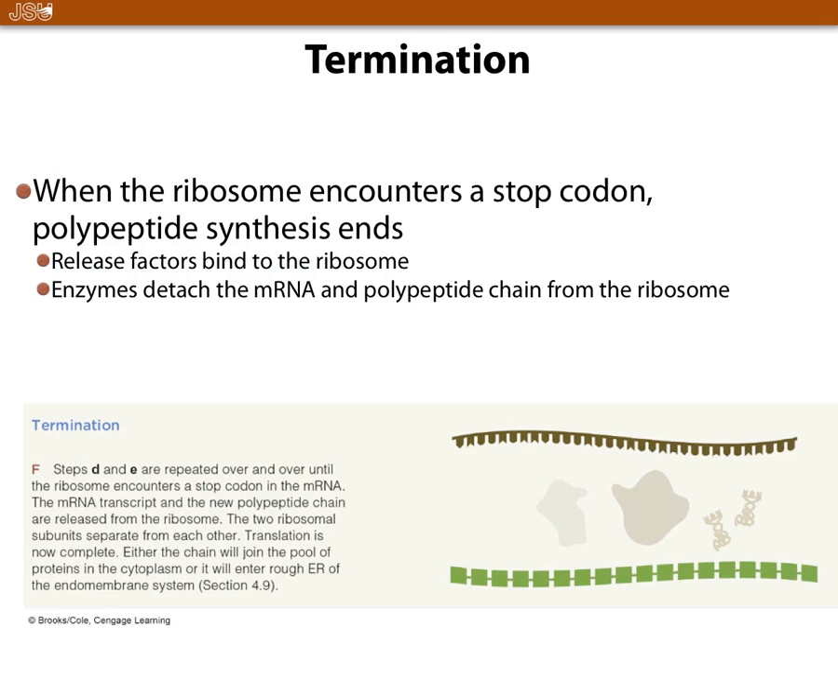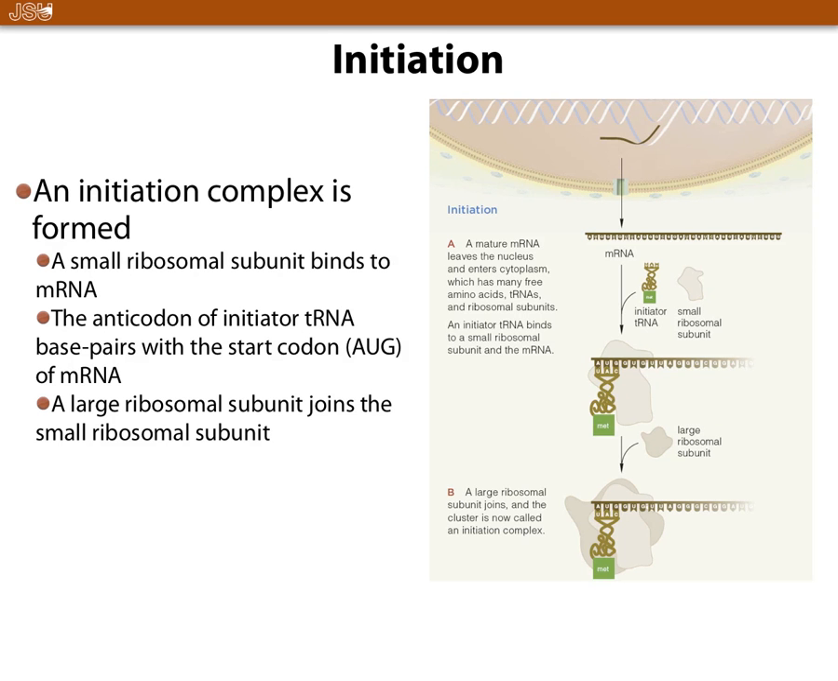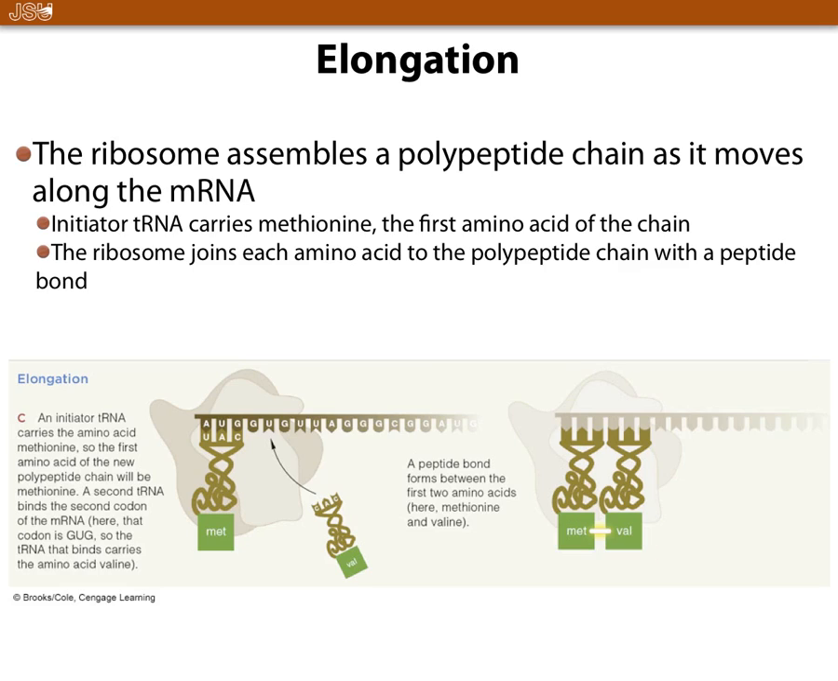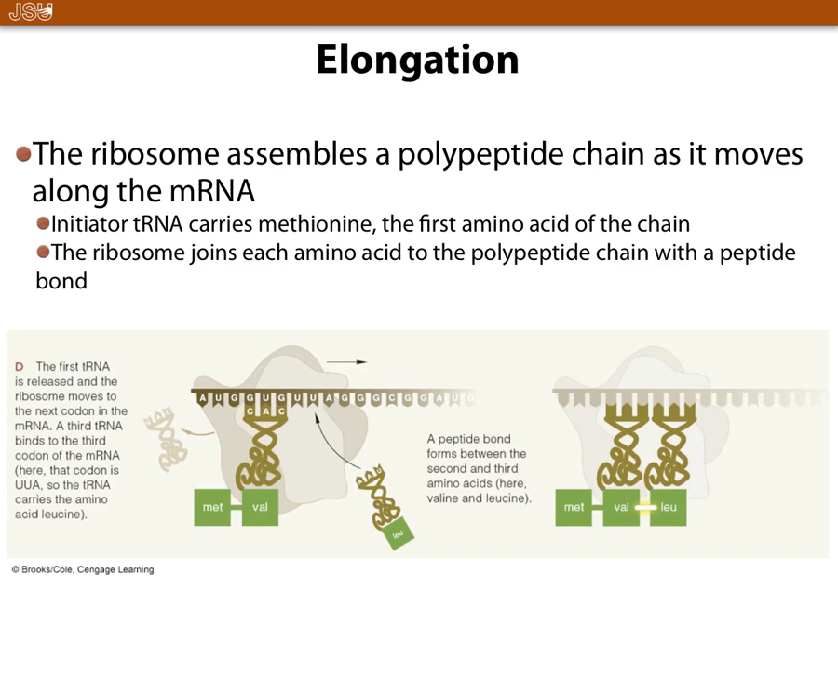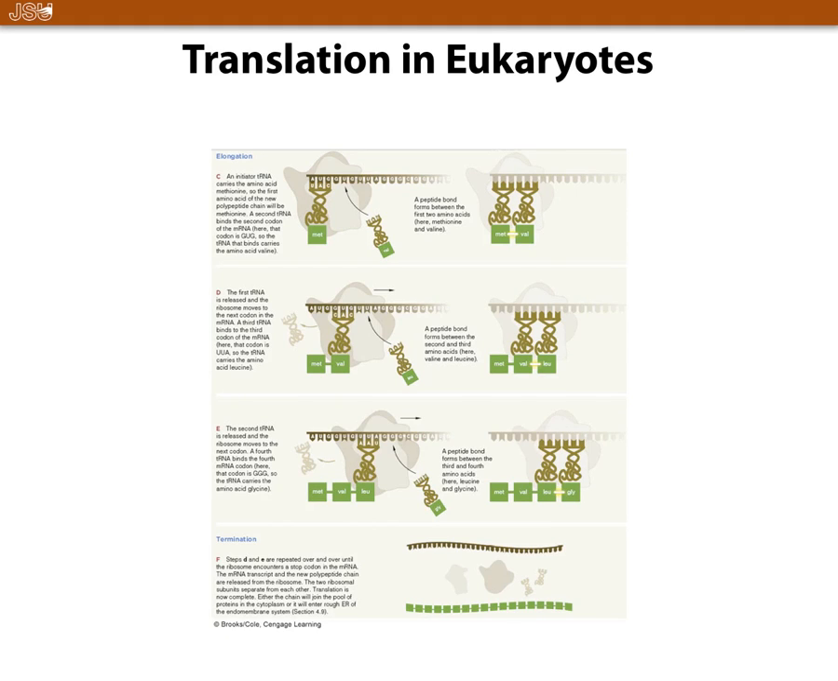Finally, termination. We hit a stop codon. That long string of amino acids that are connected comes off, and that will be a protein. Okay. So what's the take-home point? Know the 3 steps: initiation, elongation, and then termination.